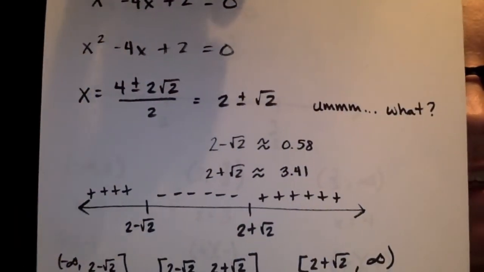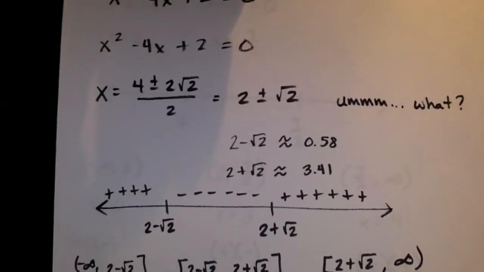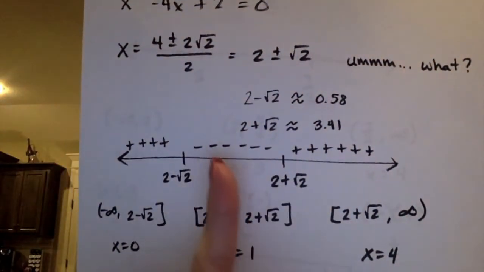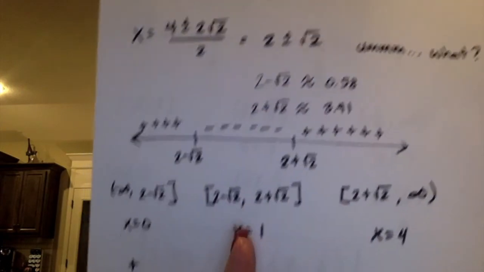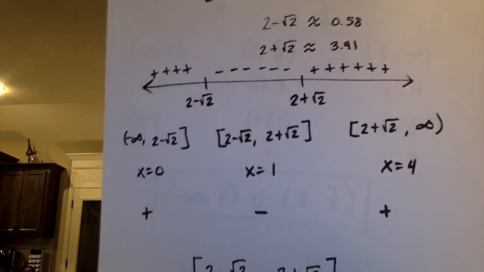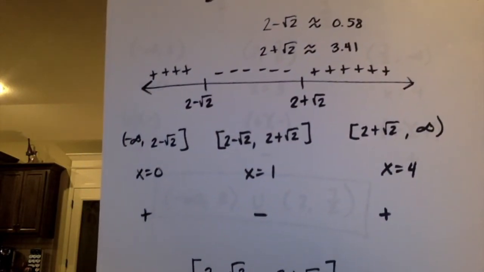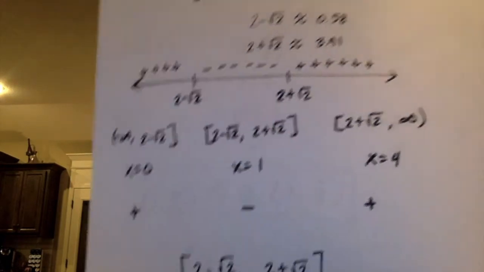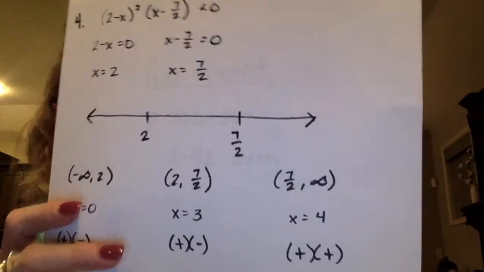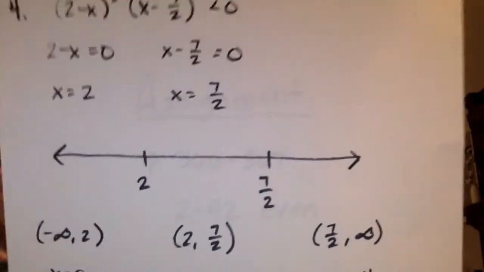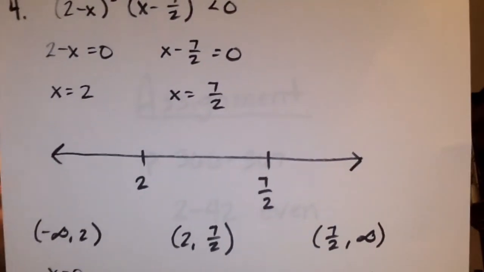Since we were looking for where it was less than or equal to 0, we're looking for negative. So it's negative only here in the middle. And so our interval for our answer is 2 minus the square root of 2 up to 2 plus the square root of 2. Now, sometimes you're going to run into a polynomial inequality that's already factored.